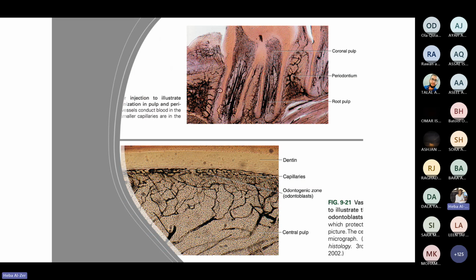This is another histological section with a special dye to show you how the trunk enters the tooth as a big trunk here, and then the branches become smaller and smaller, then they turn into a capillary plexus that becomes so profuse under the odontoblastic layer.